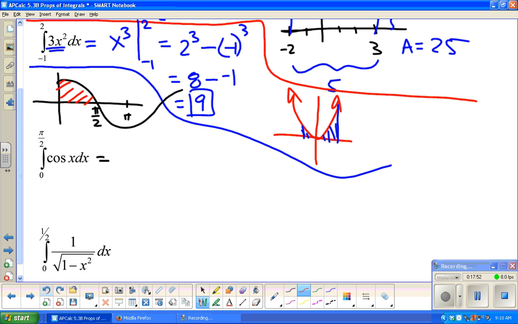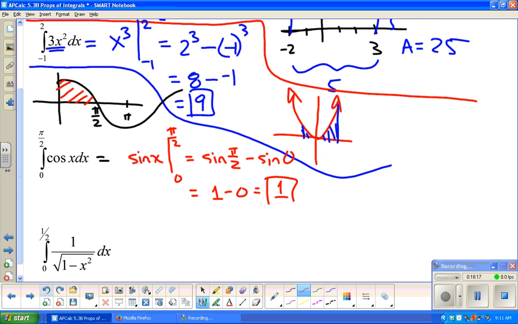Well, to do that, I'm going to do the antiderivative. The antiderivative of cosine would be sine plus c, but again, the c's are going to cancel out when I subtract. So sine of x, I'm going to evaluate that between 0 and pi over 2. So that means I'm going to do the sine of pi over 2 minus the sine of 0. So this is 1 minus 0, which is 1. Isn't that bizarre? The area of this ugly little curvy, funky thing is 1. I think that's kind of sweet.